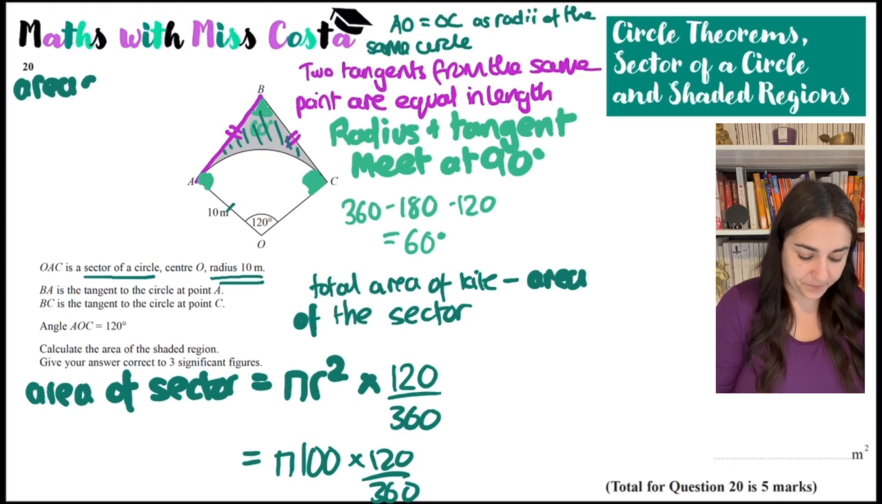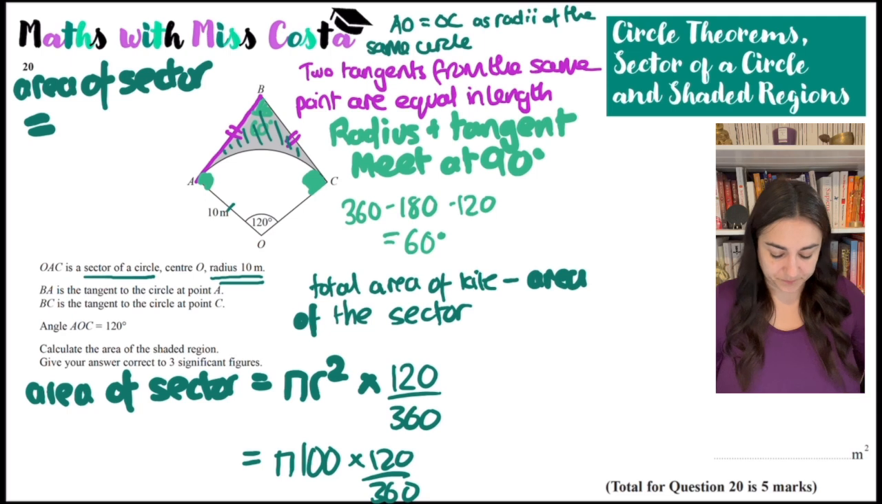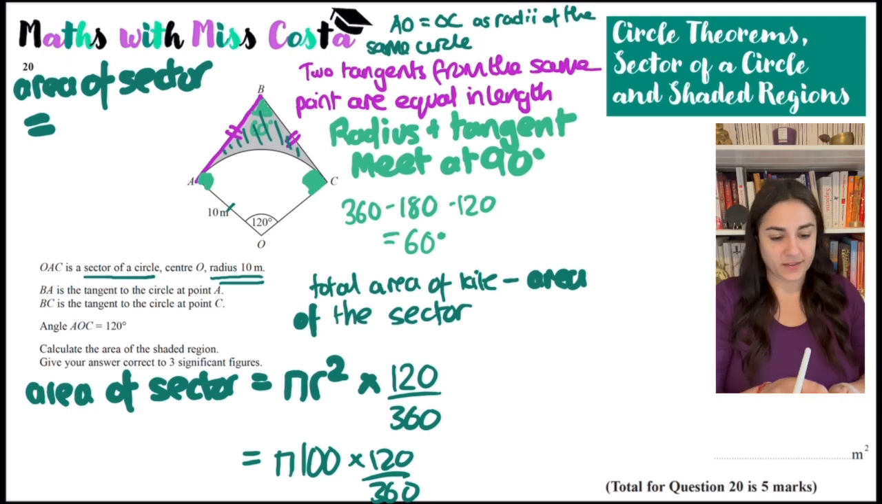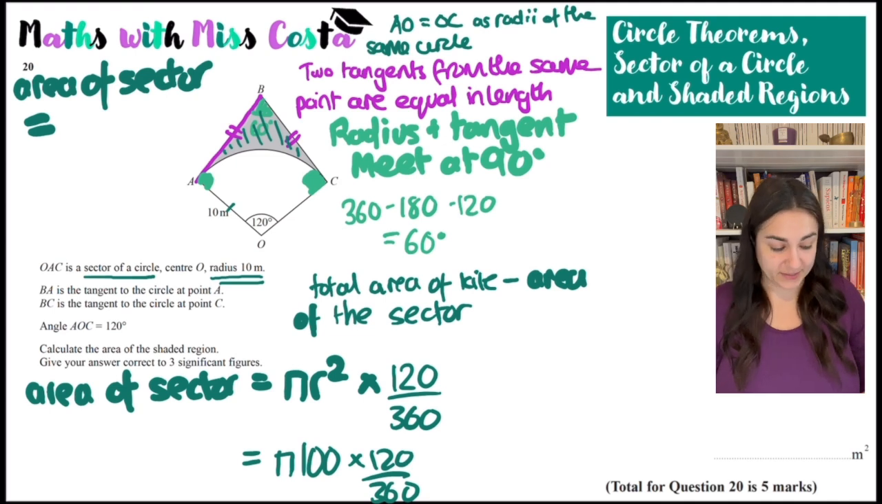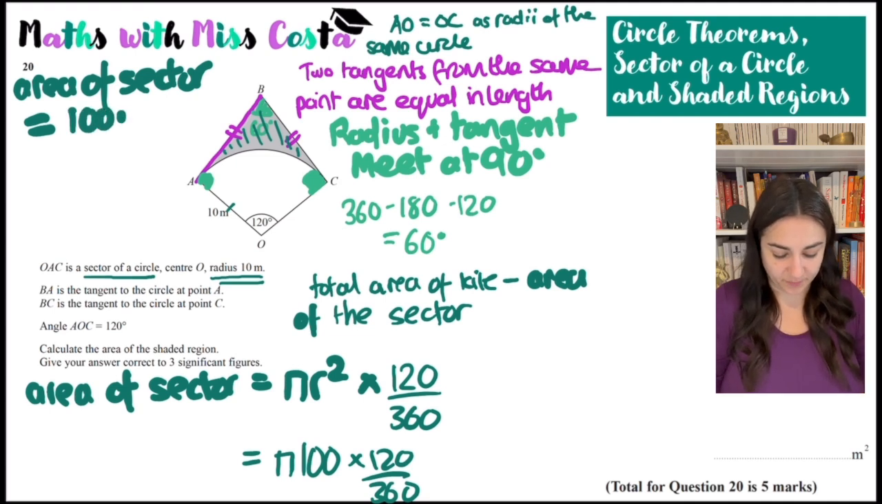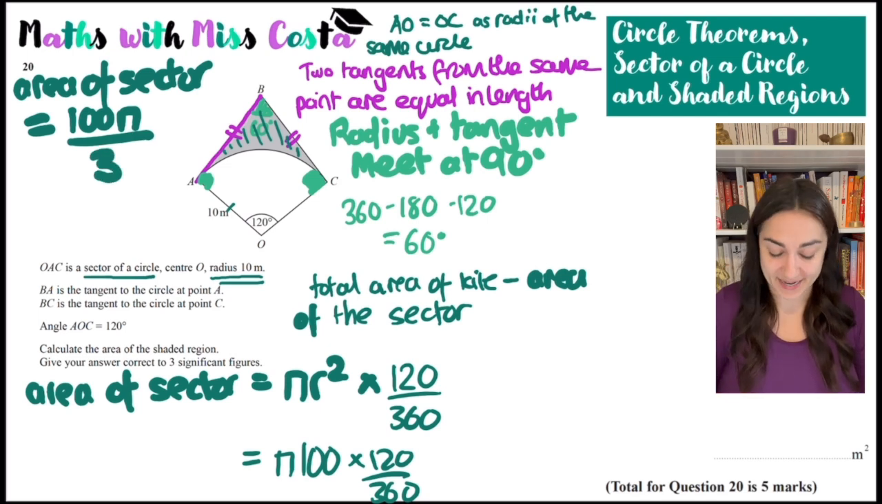So area of sector is 100 pi divided by 3. Well, it doesn't cancel into something nice, so we can just leave that as 100 pi over 3. And that will come in handy later.